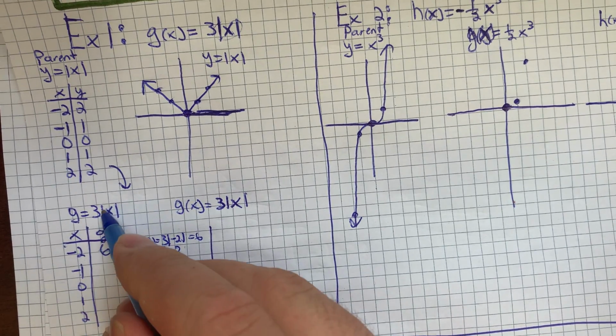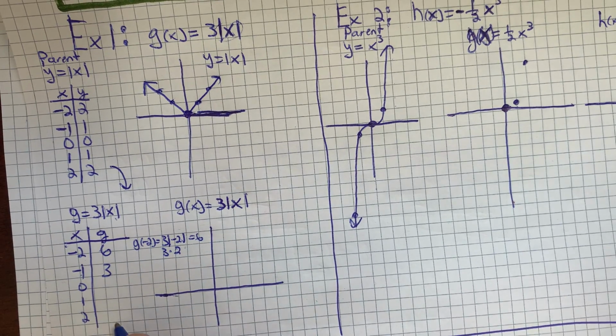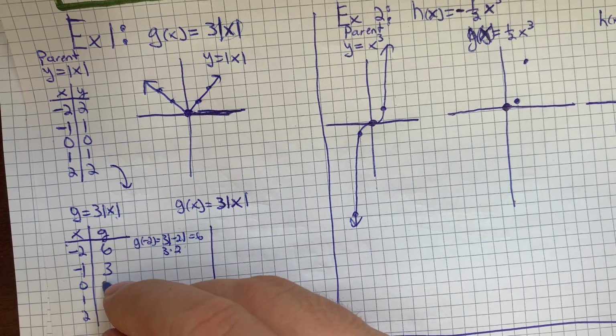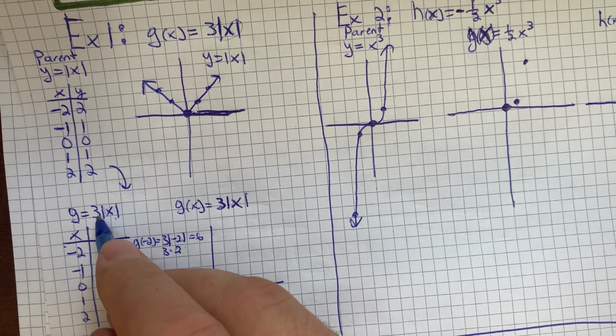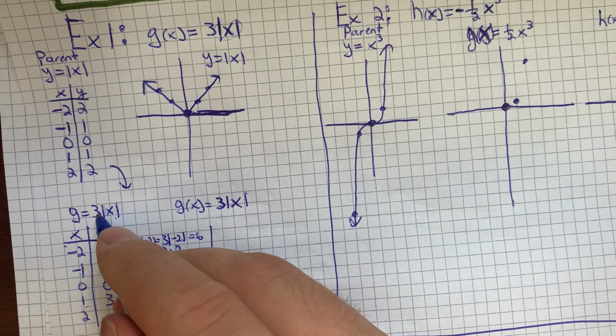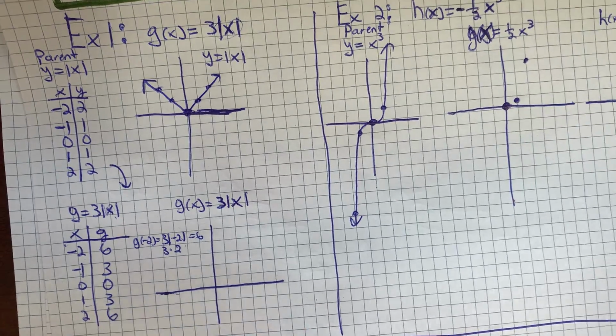When x is negative 1, we do the absolute value and get positive 1 and multiply it by 3. When x is 0, absolute value of 0 is still 0. 3 times 0 is 0. And absolute value of 1 is 1. 3 times 1 is 3. When x is 2, absolute value of 2 is 2. 3 times 2 is 6.